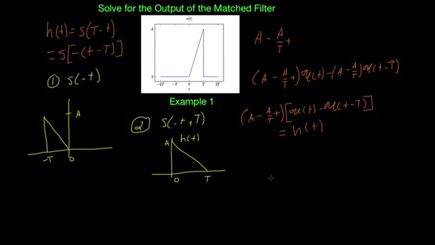So now we have s of t, we have h of t, and we also know what the equation is for the output of the match filter. In the next video, we will take a look at solving for the output of the match filter using numerical or analytical convolution. So stand by for actually solving for the output.